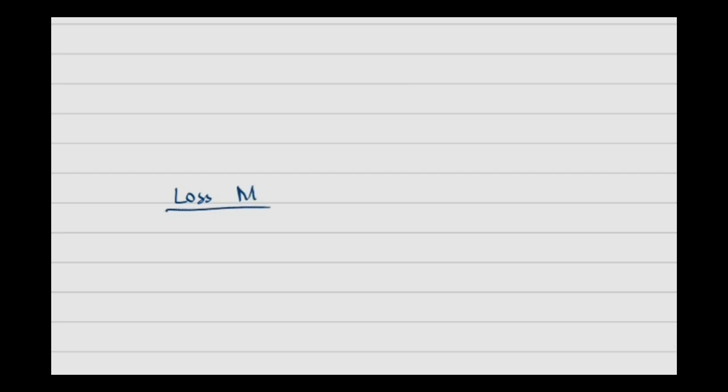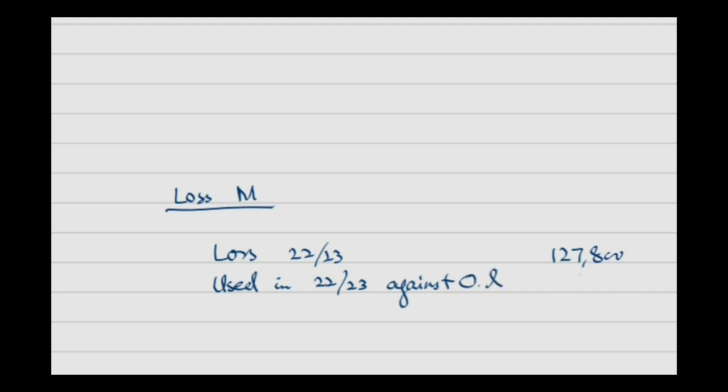Remember, you have to mention the working of the loss memorandum. Loss in 22-23 is 1,27,800. Used in 22-23 against other income, 50,000.